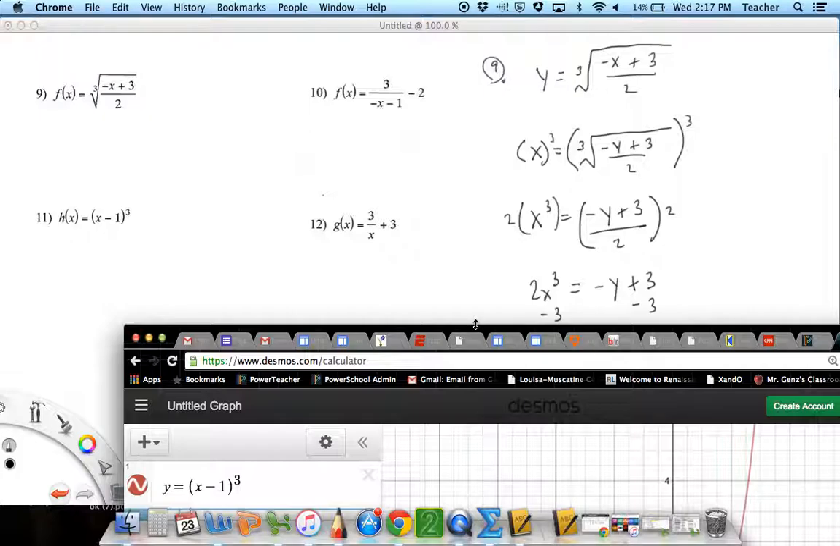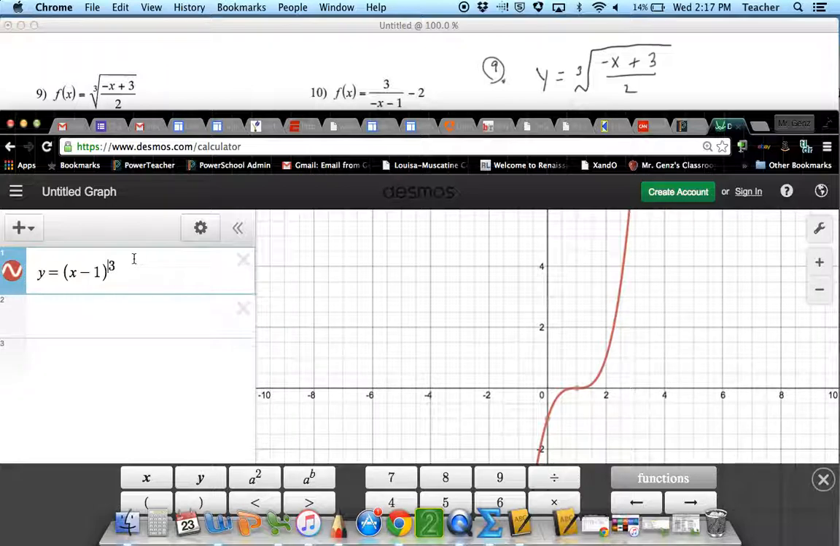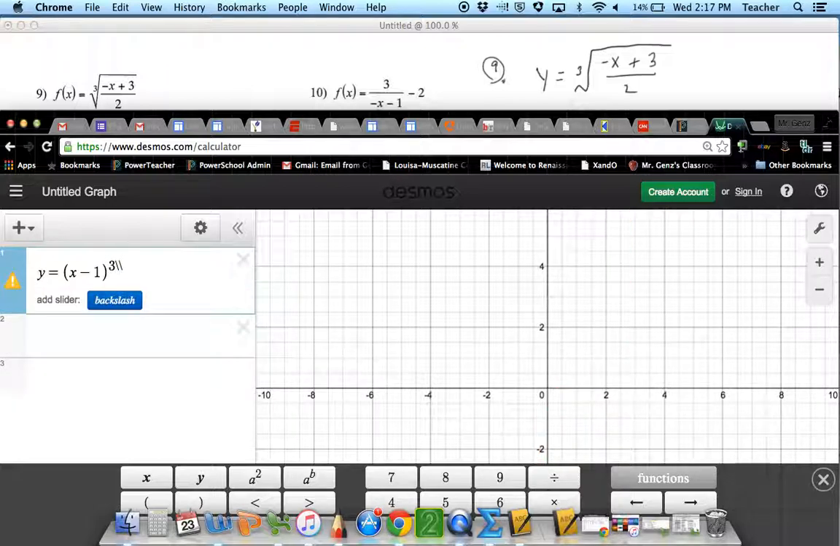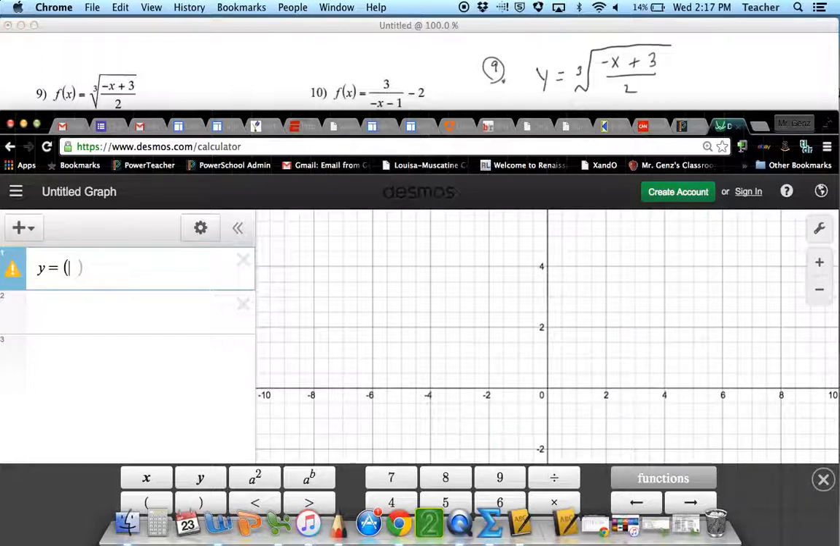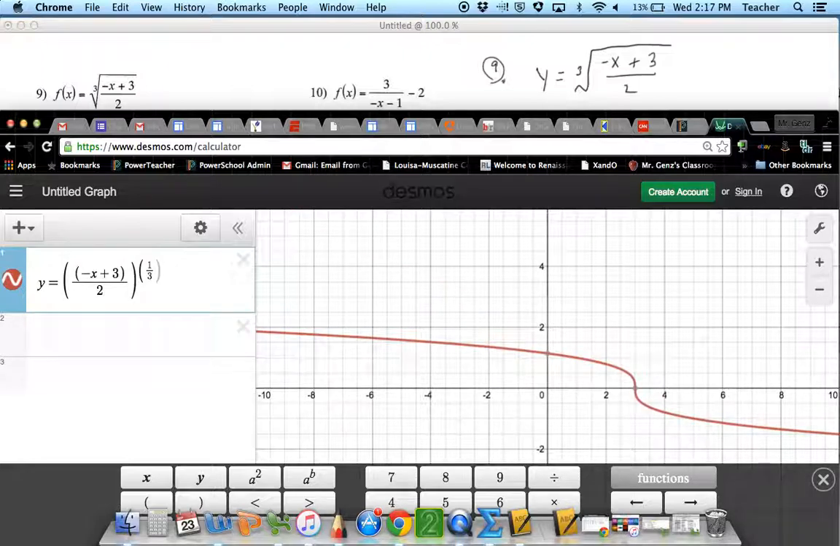Let's look at the original function, if Desmos is going to allow us to do this. So for example, let's see if they allow it here. I'm jumping the gun. If we have negative x plus 3, in parentheses, divided by 2, and then on the outside we put to the power of, because it's the cube root, 1 divided by 3. Now you notice that there's not really a problem with this. It's a fine function here.